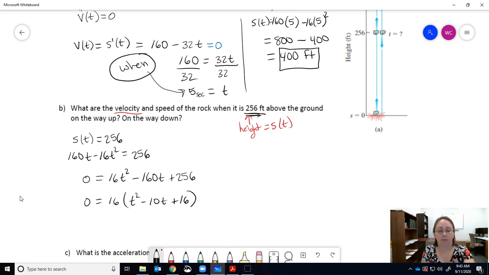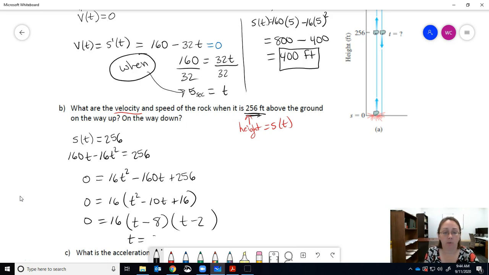So now we just need to factor that to solve for t. The 16 in front really doesn't do anything because it has no t. We're just interested in the t values. So what numbers multiply to be positive 16 but add to be negative 10? That would be negative 8 and negative 2. So we set each one equal to 0. We end up with t equals 8 seconds and t equals 2 seconds.